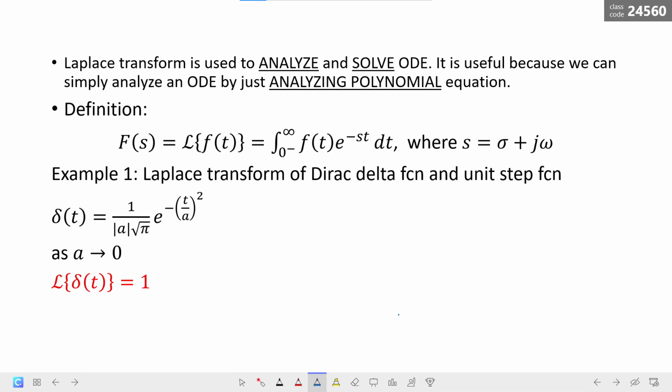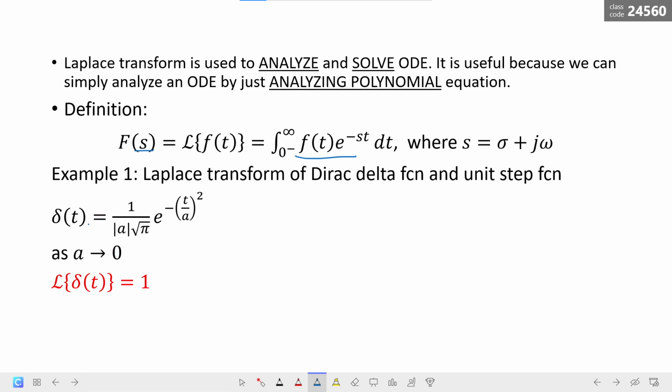And here is the definition: the integral from 0 minus to infinity of a function in time, times e to the minus st dt. Okay, this is the definition. So this is a finite integral over time. Then time is removed, so finally you will get the function in terms of s only.